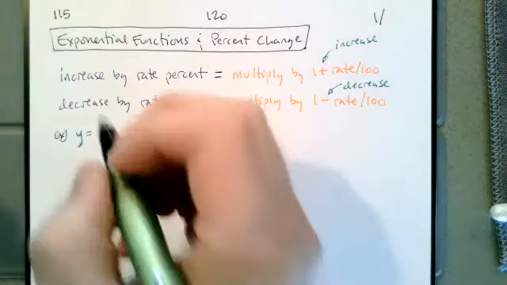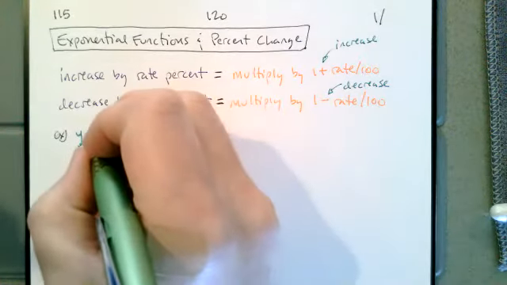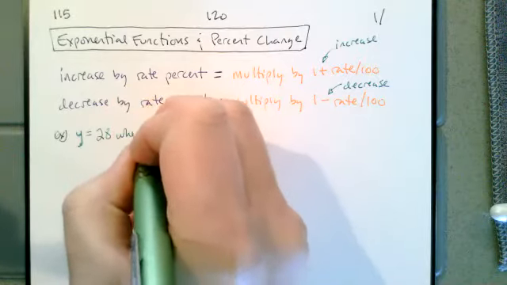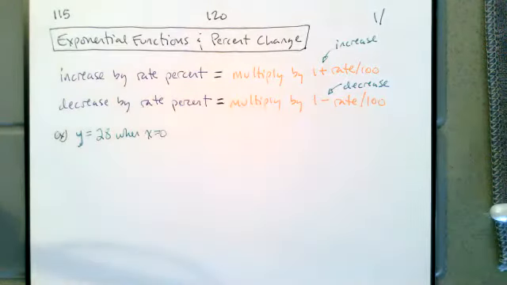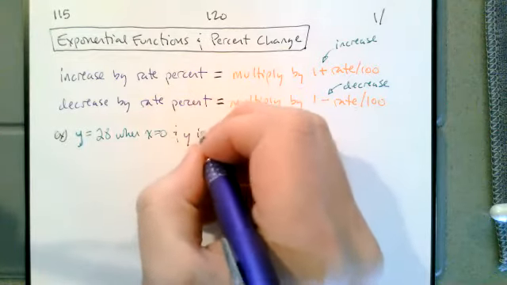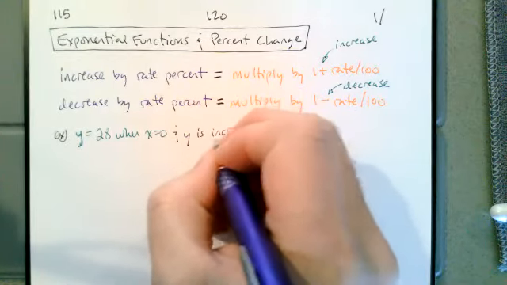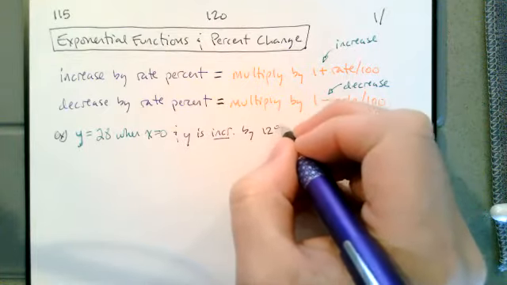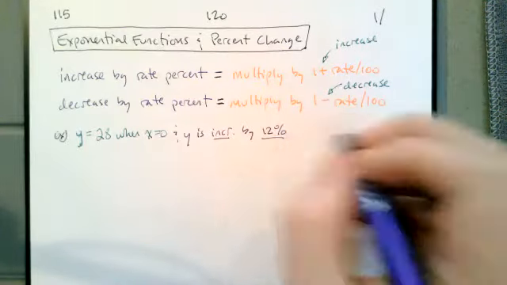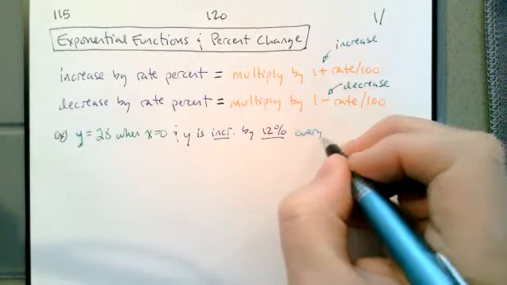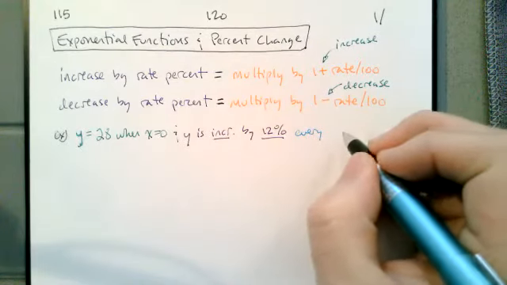So let's take a description. Y is equal to 28 when x equals 0. And let's describe the function with percent change. And let's say that y is increasing by 12%. And let's say that this happens every 6 units.